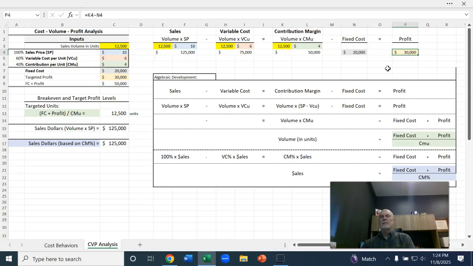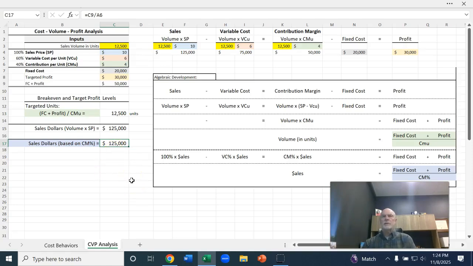You can also take that fixed cost plus the target profit, and divide by the contribution margin percentage, and that would give us our sales dollars. In other words, $50,000 divided by the 40% contribution margin would still give us the $125,000 of sales in order to hit that target profit.